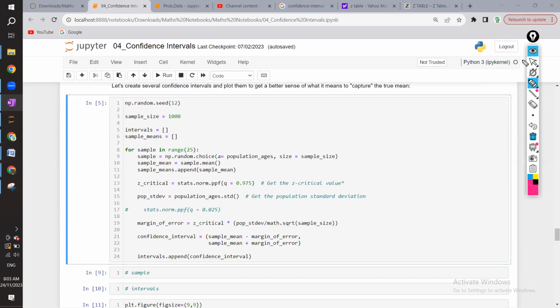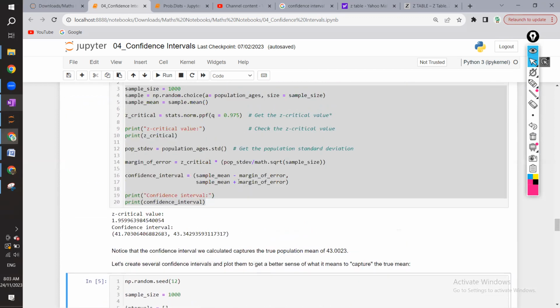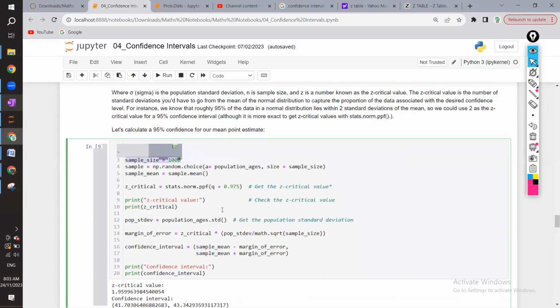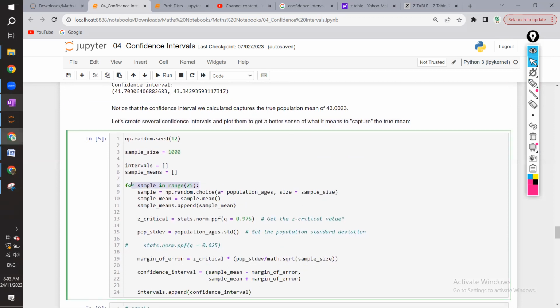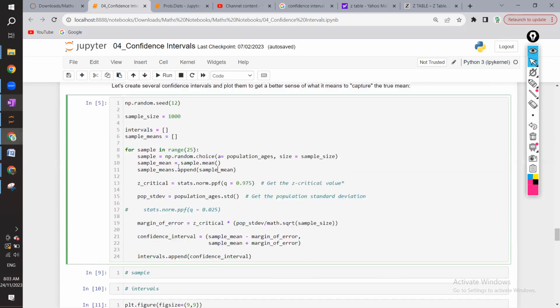Is this clear till this point? Yeah, Santosh. Okay, so simple. Instead of doing it once with the same sample size of 1,000, I am doing it in a range of 25. Cool. So now for each of the 25 samples you have the sample means calculated, and you also have the corresponding confidence interval for each sample.